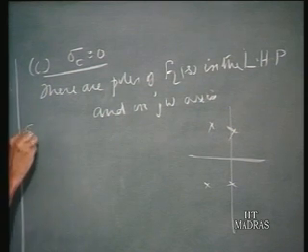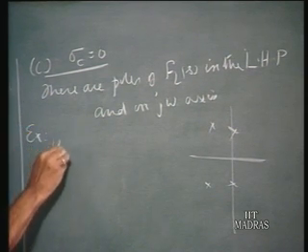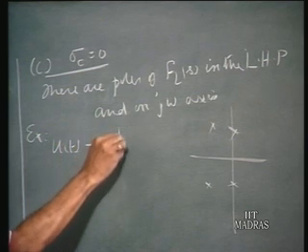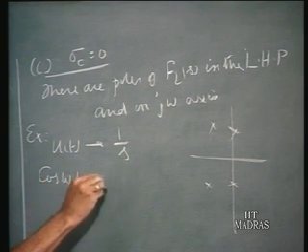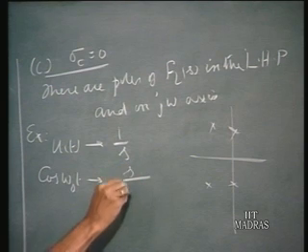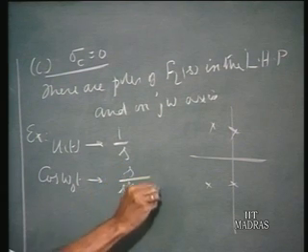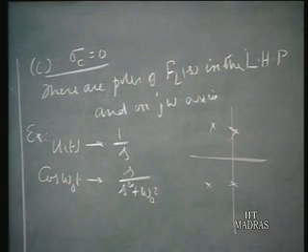Example: u(t), 1 over s; cos omega naught t, s over s squared plus omega naught squared. So all these are cases where you have poles on the imaginary axis. What do we do in such cases?